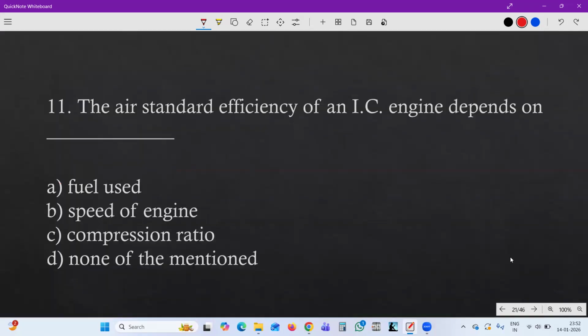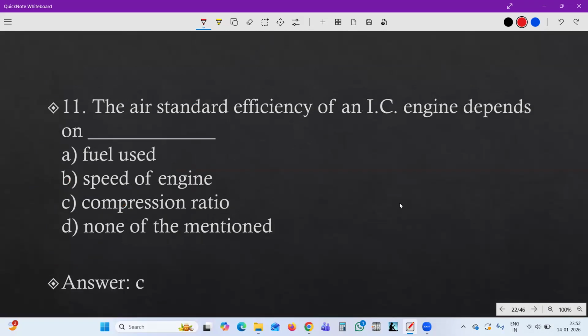11th one, the air standard efficiency of an IC engine depends on: fuel, speed of engine, compression ratio, or none of the above. So the air standard efficiency of an IC engine depends on the compression ratio.